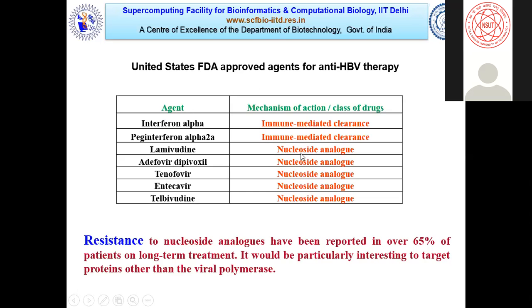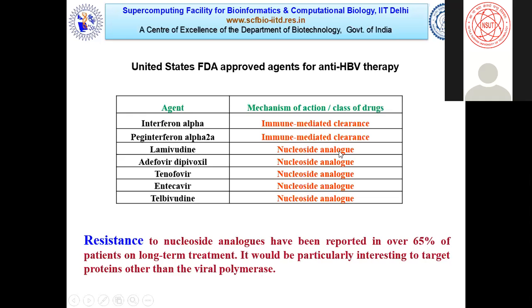And what is a nucleoside, by the way? Well, A, G, C, T, they are nucleic acids, right? When you add a sugar, they become a nucleoside. When you add a phosphate, they become a nucleotide, right? So essentially a nucleoside is base plus sugar. And this virus has developed resistance towards these nucleoside analogs.